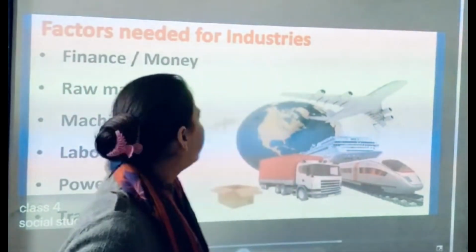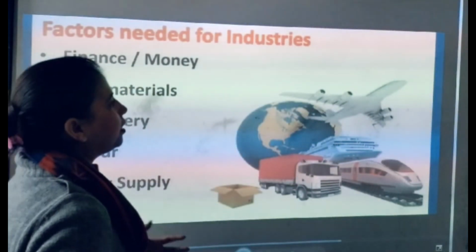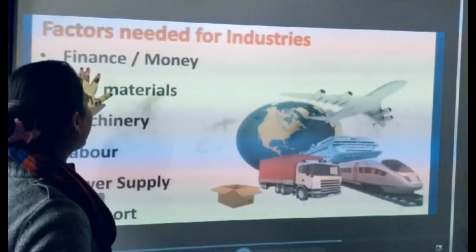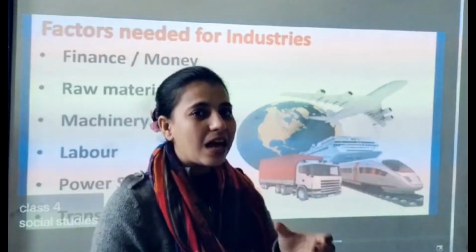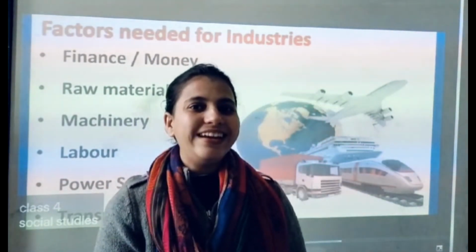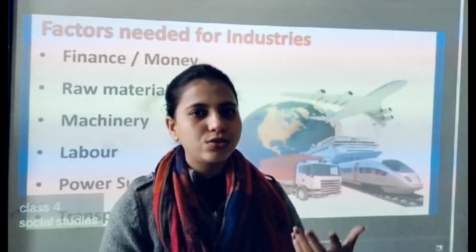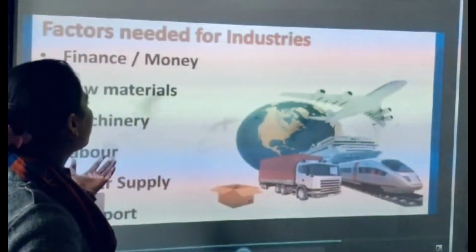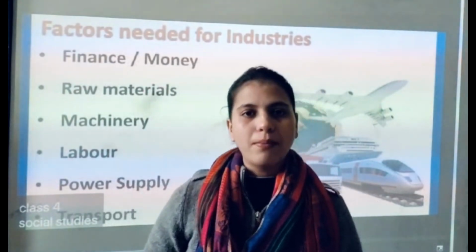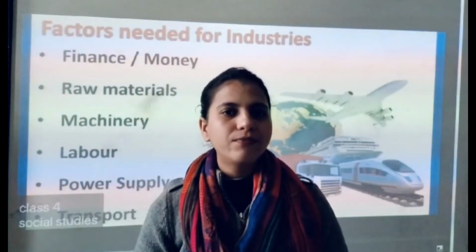So there are basically 5 factors that we need to set up an industry. What are these factors? The first one is finance or money. This is the main factor to set up an industry. Firstly, we need capital, that is called finance or money, and the next one is raw material. After the finance, we need raw material to convert into finished goods.